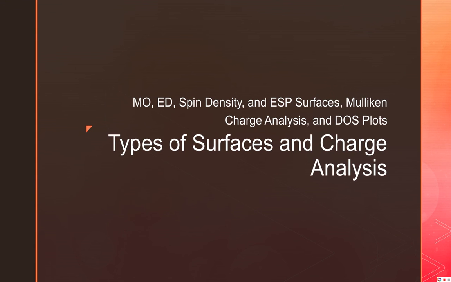So, types of surfaces and charge analysis. We'll be talking about molecular orbitals, electron density, spin density, and electrostatic potential surfaces, along with Mulliken charge and DOS plots, though those were covered in much more detail in previous presentations. It's good to touch on how to plot density of states graphs, just very simple command line based stuff. So next.